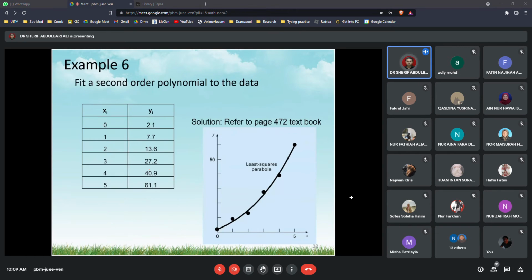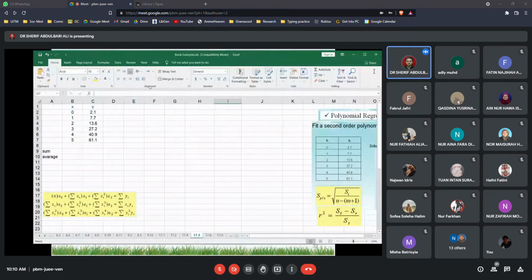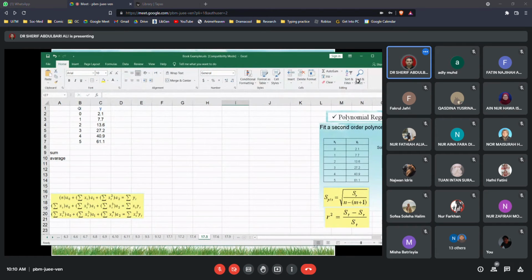So this is our first example. It's asking us to fit a second order polynomial to this discrete data. So what are the steps of how we are going to do that? I want to show it here in my Excel file. So in my Excel file here, I have X and Y. These are the values.